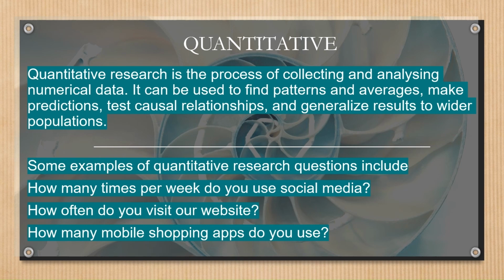So for example, you want to find out how many times per week people use social media, how many mobile shopping apps people use. Maybe the average student uses 5. They have Jumia, they have all other shopping mobile apps on their phones. So for that, it should be objective.